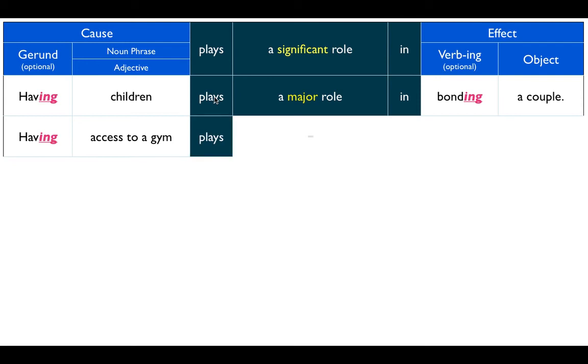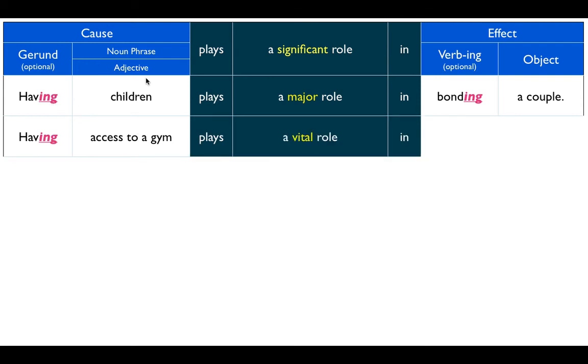Okay, so here, because we're using this gerund structure, we treat the gerund like an it. I play, you play, it plays. But having children plays. So children play, but having children plays. So even though this noun is plural, because it starts with this gerund, this verb form will be treated like this is an it. I play, you play, he plays, she plays, it plays. Okay, so having children plays a major role in bonding a couple.